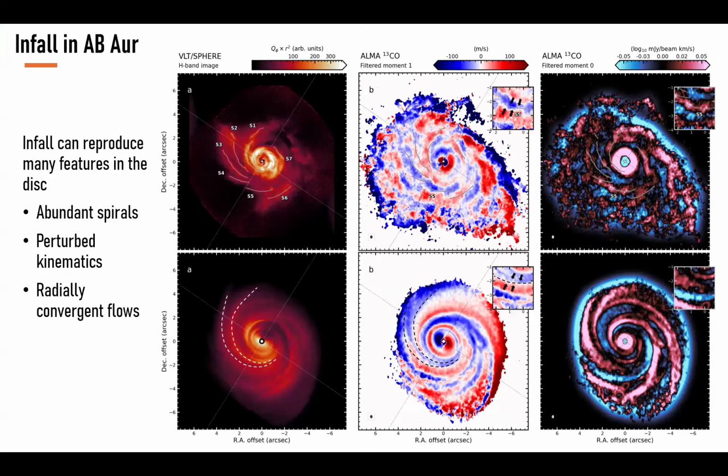If I run a simulation with infall, and I use two streamers hitting a region of the disk in a similar location to where this SO spike is observed, we can also reproduce the spiral structure seen in scattered light. We can reproduce the kinematic signatures from the deviations in moment one with the radially converging velocities. And we get a bunch of spiral humps that are also seen in moment zero.